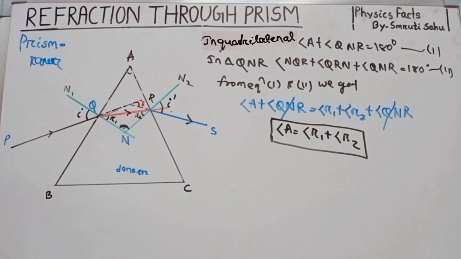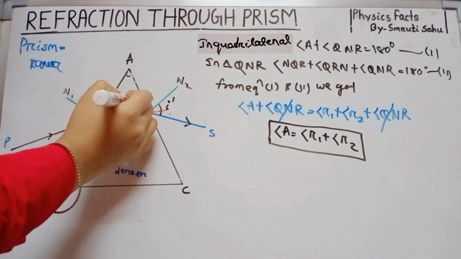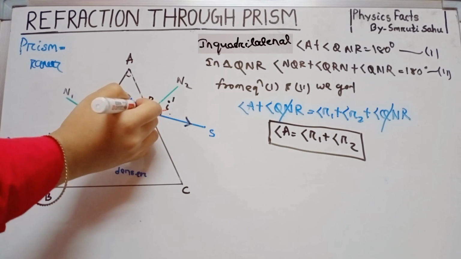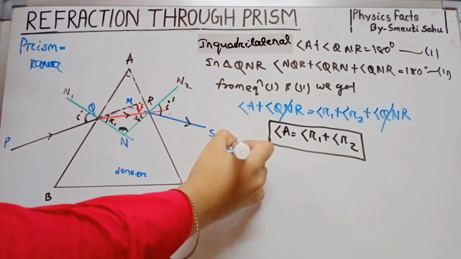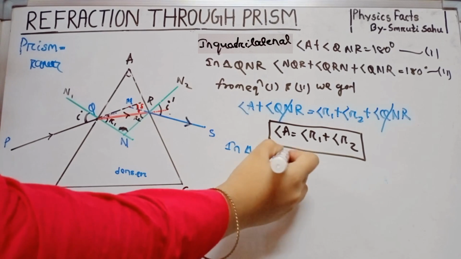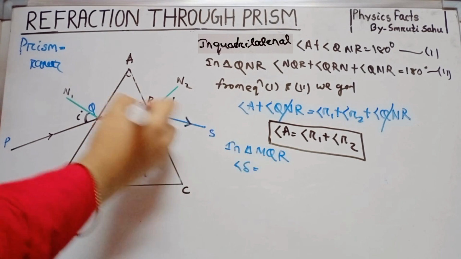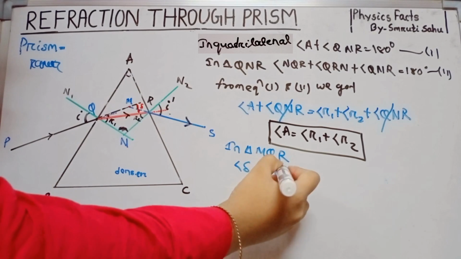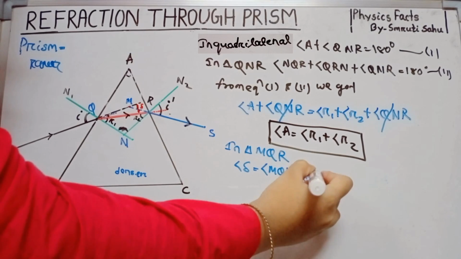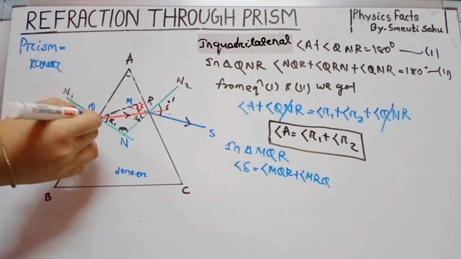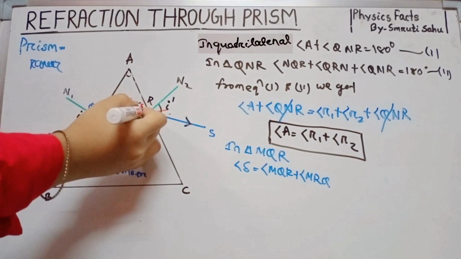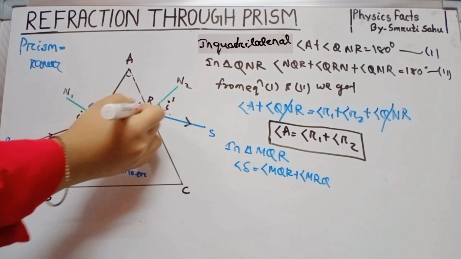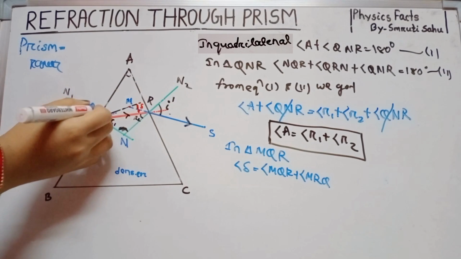Now, what is the value of this deviation angle? Take this point as M. So what is angle delta? In triangle MQR, angle delta is equal to angle MQR plus angle MRQ. Next, here this angle is equal to this angle, and also this angle is equal to this angle because these two are opposite angles.